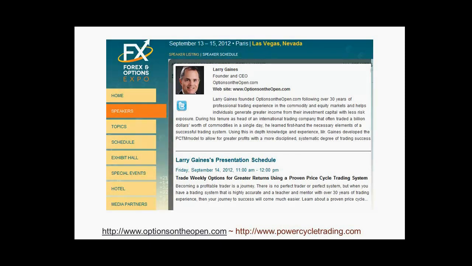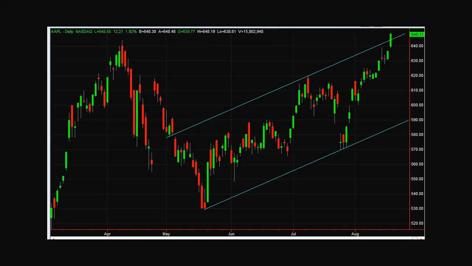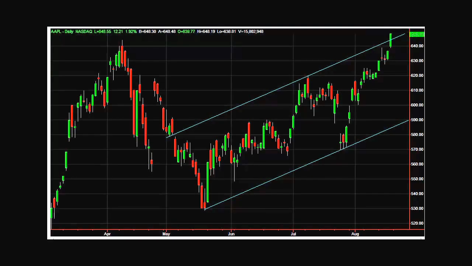So let's get started. I'm going to show you these Apple setups real quick. Now, at Options on the Open, we're not just about options. We're also trading futures, stocks, and ETFs. Quite a few of our members trade just futures only. And everybody uses the power cycle trading model for their various trades.